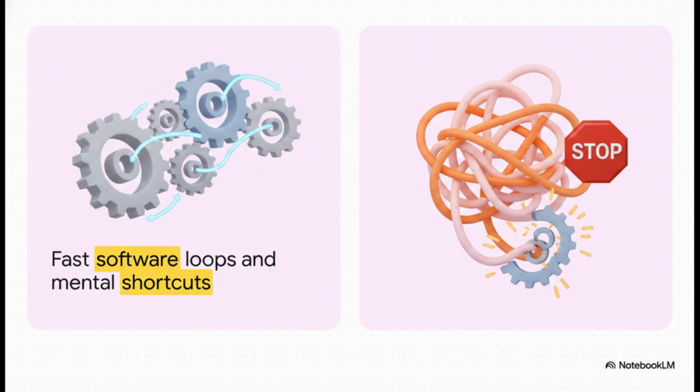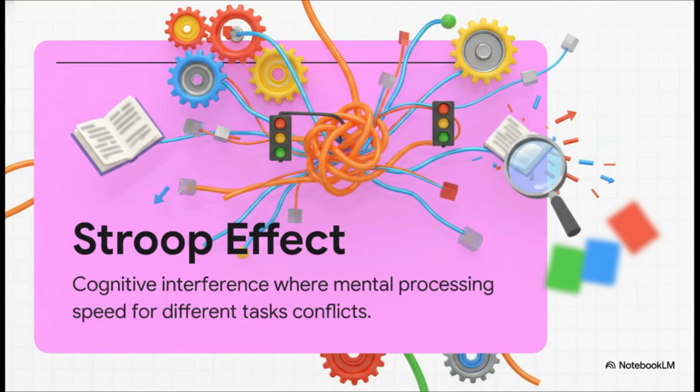When a fast, unconscious habit is suddenly forced to confront a situation that requires slow, deliberate, conscious processing, your brain essentially freezes up for a millisecond while it desperately tries to resolve the conflict. This clash is perfectly captured by what psychologists call the Stroop effect. It's defined directly from our source material as cognitive interference, where our mental processing speed for different tasks conflicts. It is literally the prime example of a processing speed traffic jam in your brain.